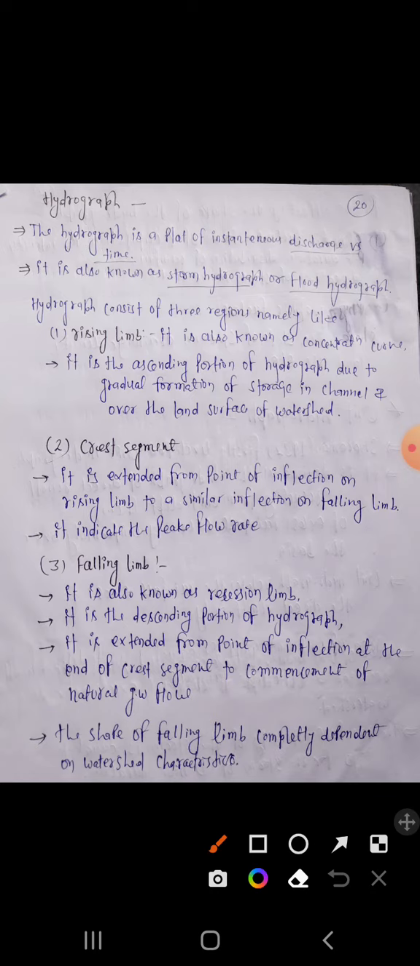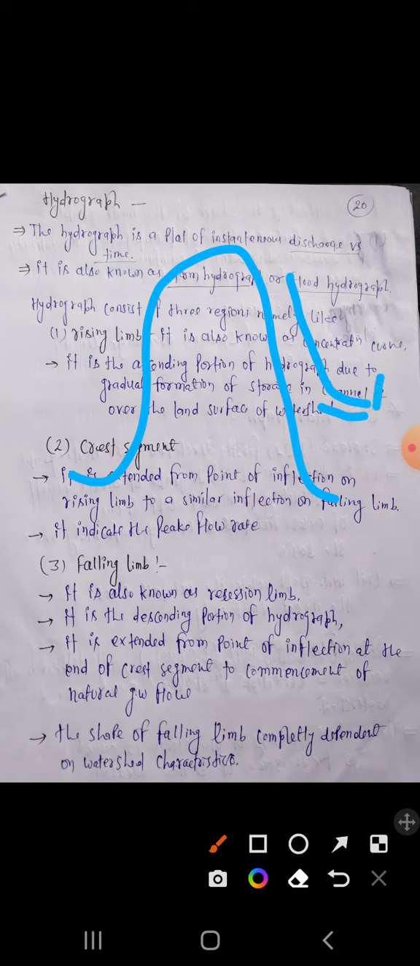And now come to the third, the falling limb. It is also known as the recession limb. It is the descending portion of the hydrograph, that is descending, not ascending. It extends from the point of inflection at the end of the crest segment to the commencement of natural groundwater flow. The shape of the falling limb depends completely on watershed characteristics, that is, the physical characteristics of the watershed.